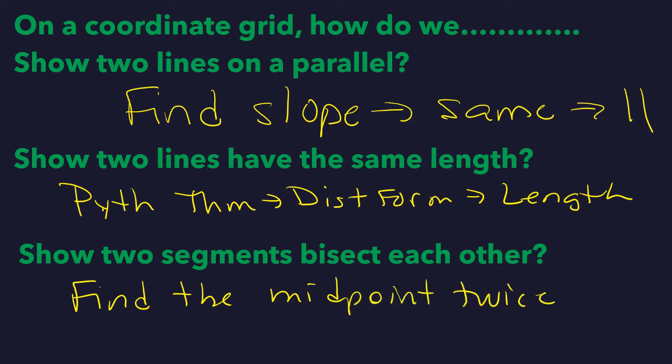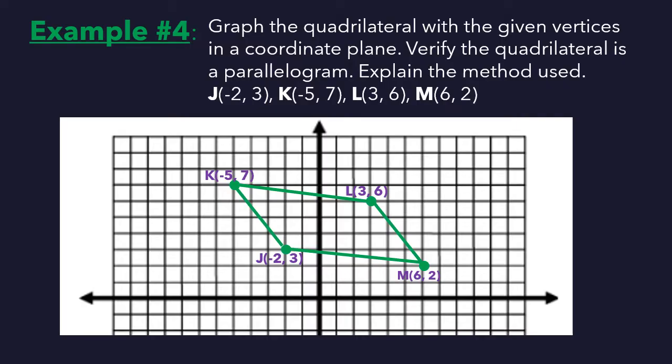So I would have to find the midpoint of each segment, each diagonal, and then I would have to show that those two points are the same. So this is example 4 from your notes for 7.3. It was the example that we didn't do.